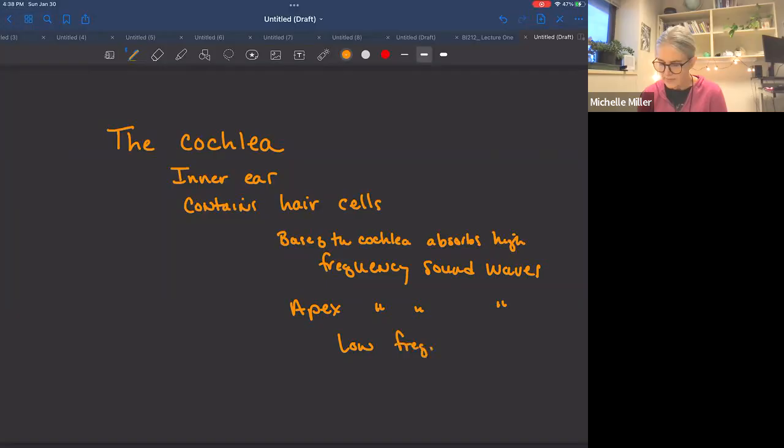Some people have likened this to a musical instrument, maybe like a harp. So the higher pitch, lower pitch has to do with the strings on the harp, right? And so this is like the musical instrument of your ear.